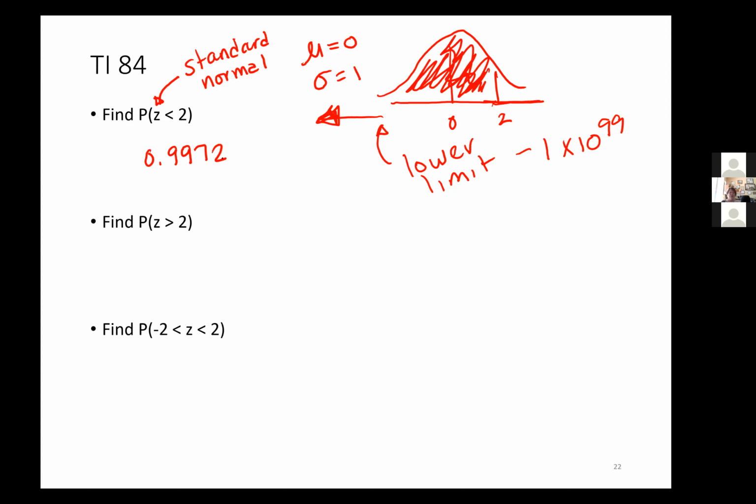Now, where this is going to get tricky is the third one here. We'll have to talk about that when we get to it. So trust me, we'll do it. If your calculator doesn't have a lower limit, it's assuming the lower limit is negative infinity. Okay. So just put negative 1 E99 and then comma 2.